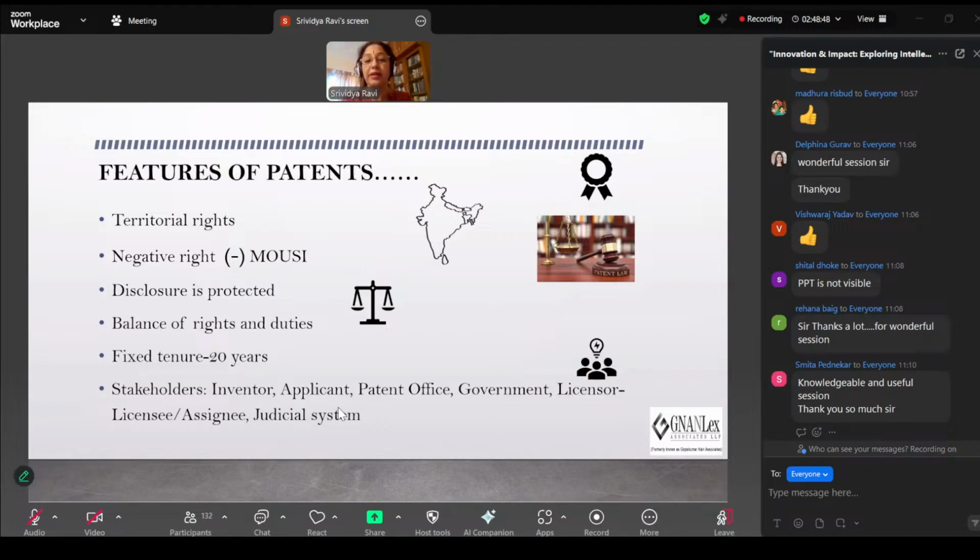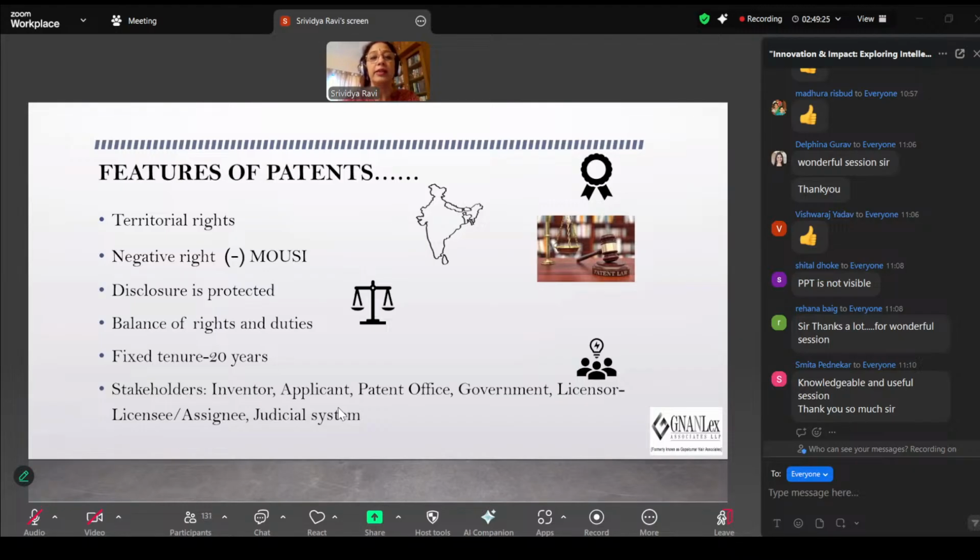If you have a US patent, that is the only country where your rights will be enforceable. Similarly, in other countries, a Japanese, a Chinese, your patent rights are enforceable only within the geographical limits or the territory of that particular country. So in short, what this translates to is where you want patent rights, you have to go and file a patent application for the invention in that country and get it granted there. So that is what territorial rights means.